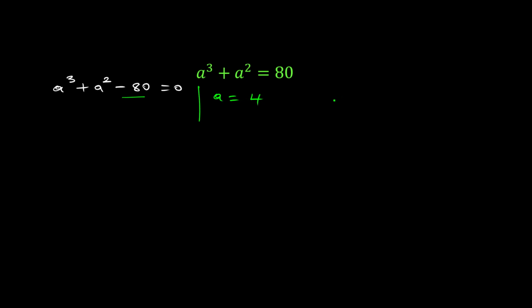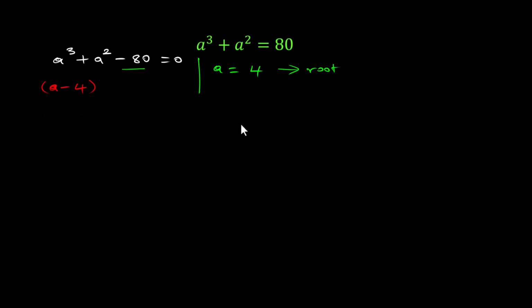Great. So seeing that a is equal to 4 is a root, from the root we could find the factor. So the factor would be a minus 4. So this is one factor of this cubic equation. And in order to find the other factors, what we will do is use long division, or division of polynomials, in order to find the quadratic. And then we can go ahead and find the other roots from the quadratic.